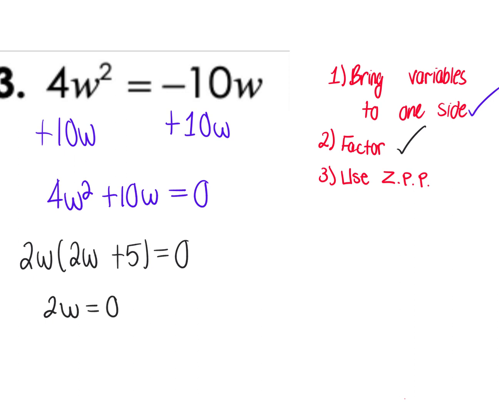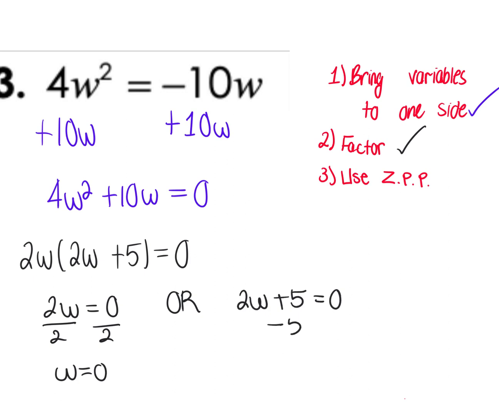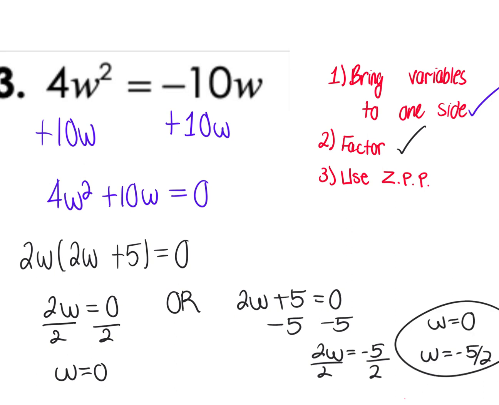2w equals 0, or 2w plus 5 equals 0. If 2w equals 0, we divide both sides by 2, we get w equals 0. If 2w plus 5 equals 0, we minus 5 from both sides, we get 2w equals negative 5. Divide both sides by 2, we get w equals negative 5 halves. So w equals 0, or w equals negative 5 halves.